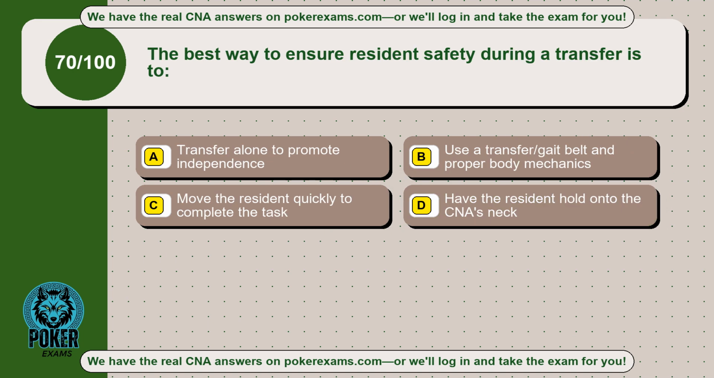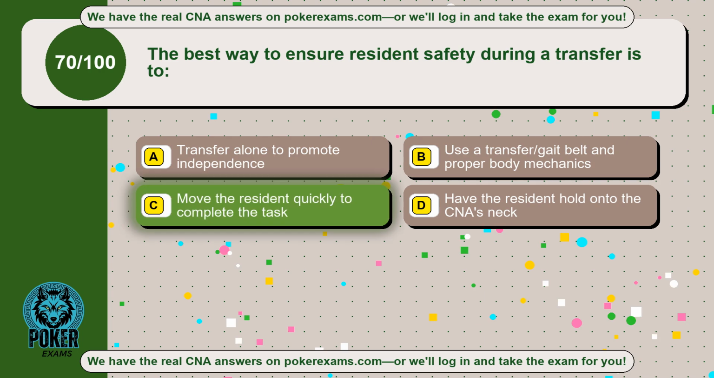Question 70. The best way to ensure resident safety during a transfer is to: Option A, transfer alone to promote independence. Option B, use the transfer/gait belt and proper body mechanics. Option C, move the resident quickly to complete the task. Option D, have the resident hold onto the CNA's neck. The correct answer is option C, move the resident quickly to complete the task.